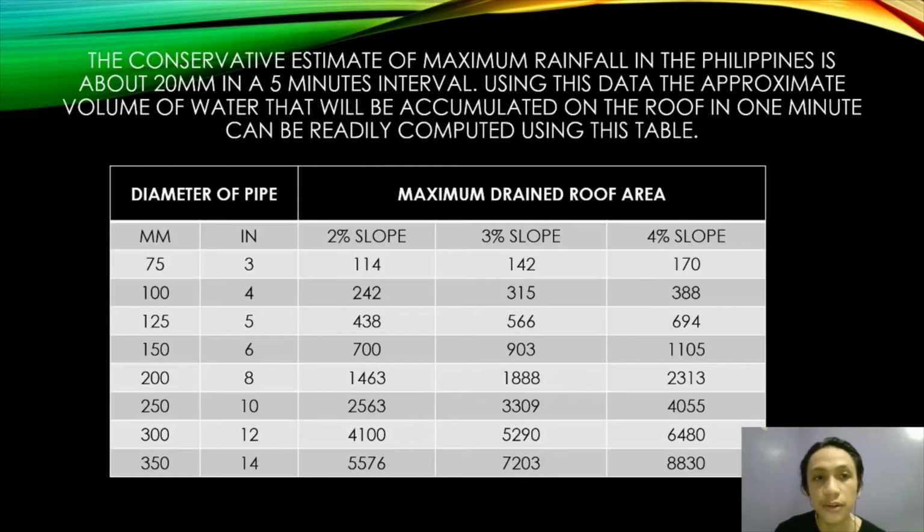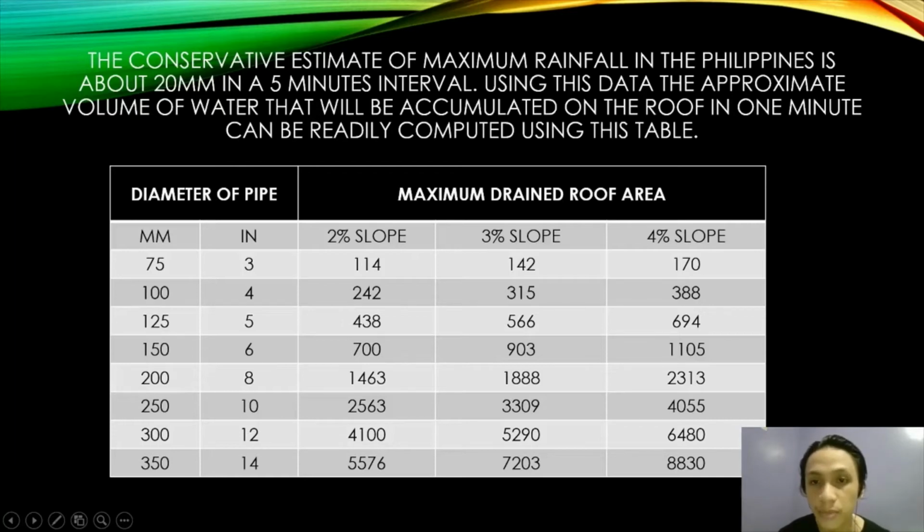The conservative estimate of maximum rainfall in the Philippines is about 20 mm in a 5 minute interval. Using this data, the approximate volume of water that will accumulate on the roof in 1 minute can be readily computed using this table. As you can see, we have a diameter of pipe from 75 to 350 mm, and in inches, which is 3 inches to 14 inches in diameter.